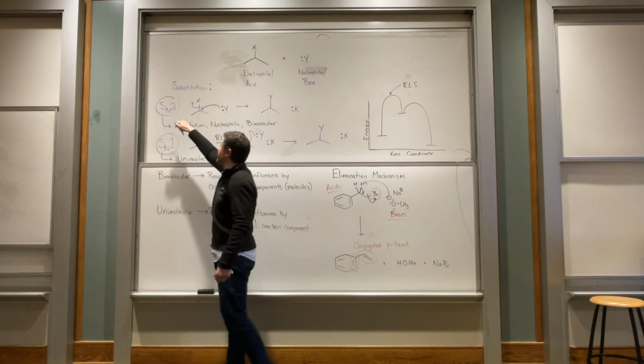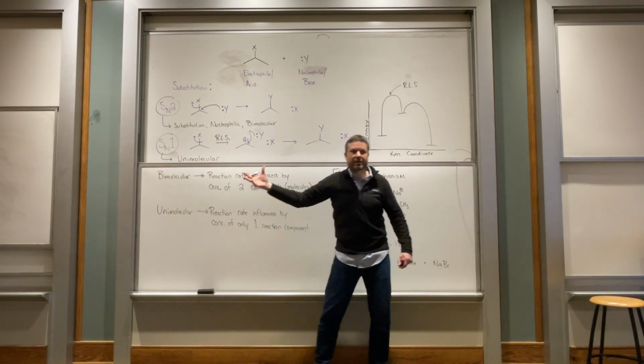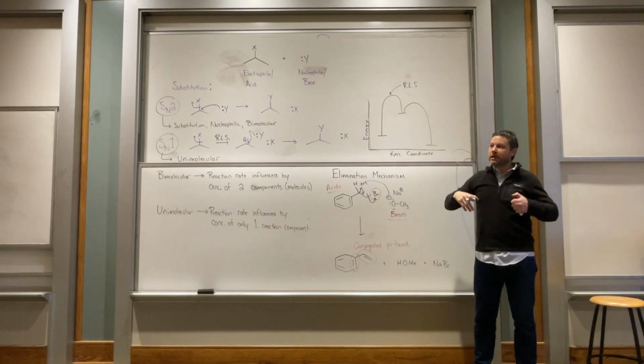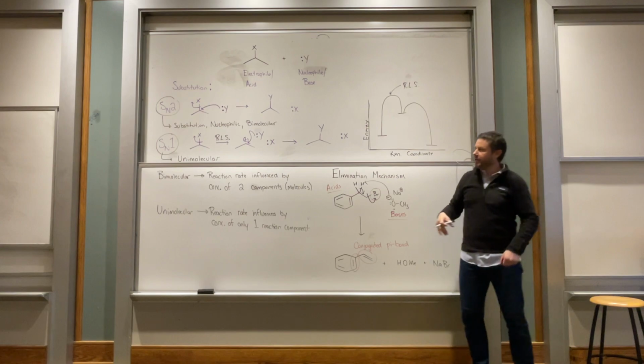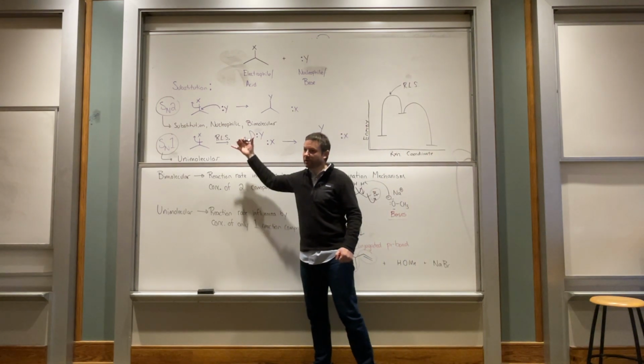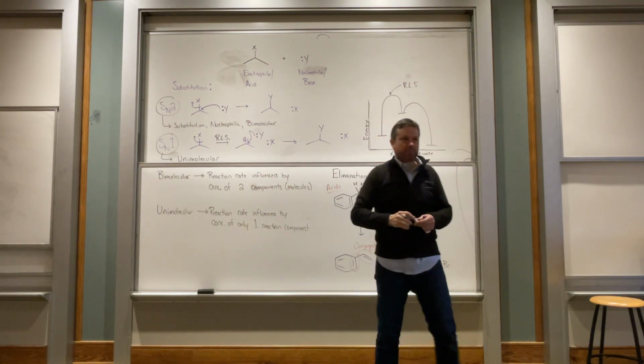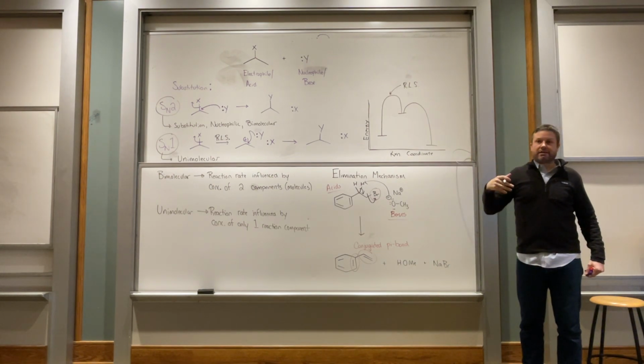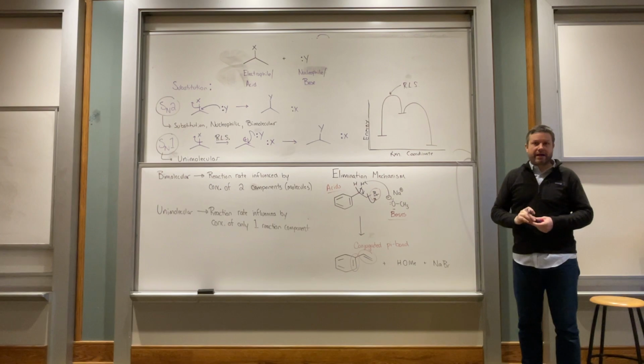Because you look at this and you say SN2 must be a two-step mechanism. That's not what the two means, right? The two refers to how many things are influencing the rate. Same thing with SN1. SN1 must be a one-step mechanism. Again, it's not. It does not mean a one-step mechanism, it just means that there's one thing that determines the rate of that reaction.